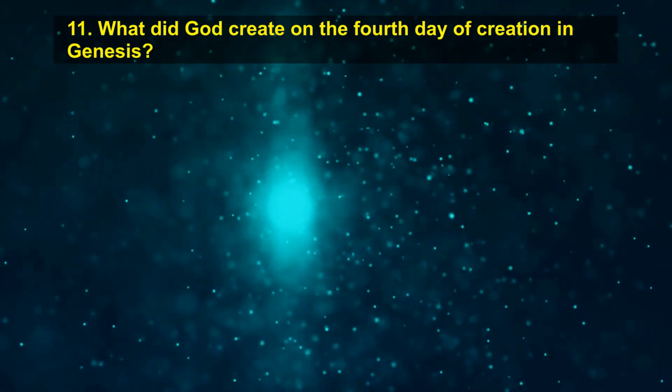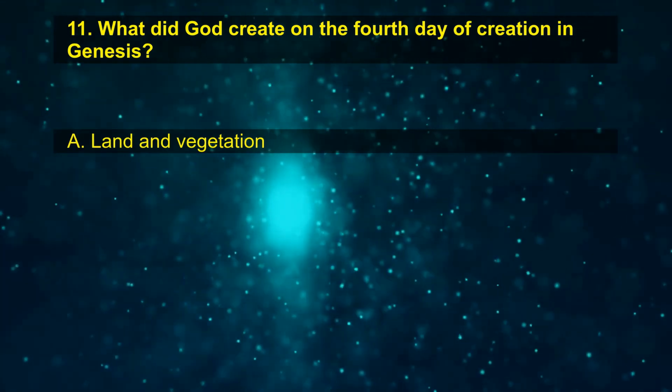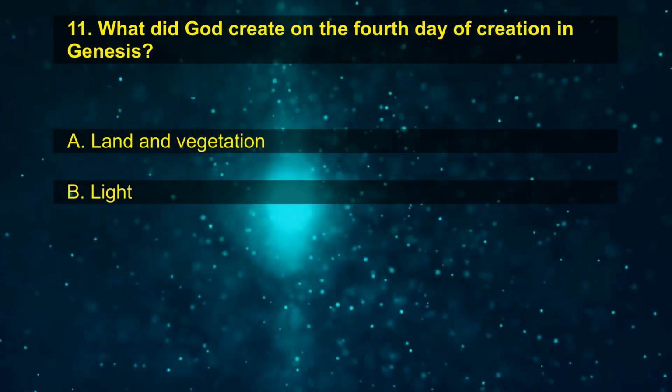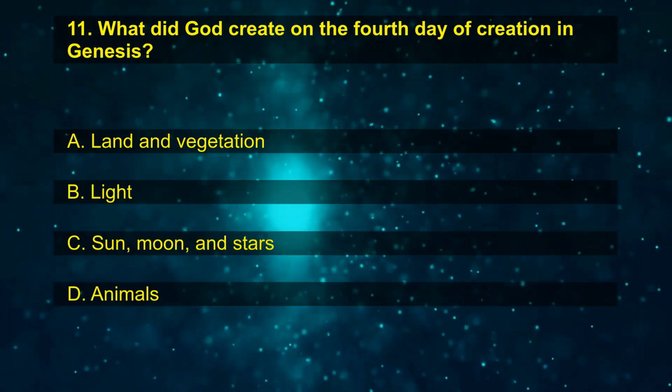11. What did God create on the fourth day of creation in Genesis? A. Land and vegetation. B. Light. C. Sun, moon, and stars. D. Animals.